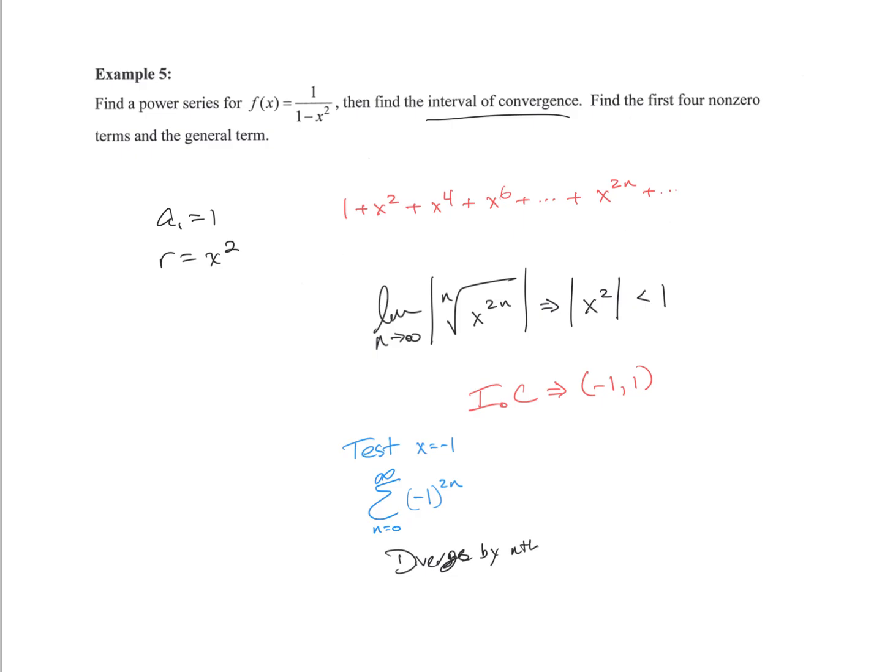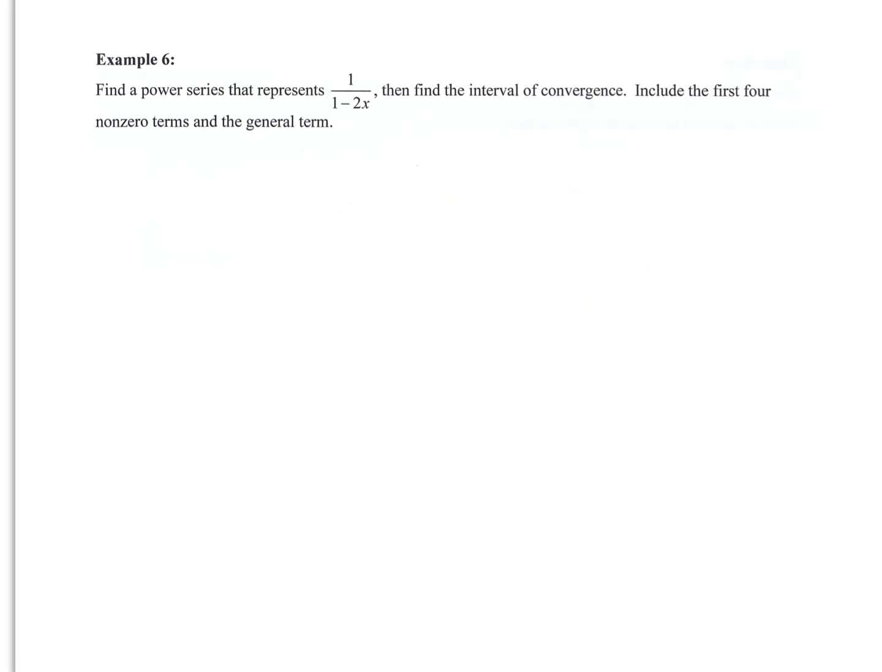If I were to test x equals 1, guess what we would get again? It diverges by nth. And it has to do with that geometric power series thing, because r is not going to be less than 1. Okay. All right, so let's look at this one now.